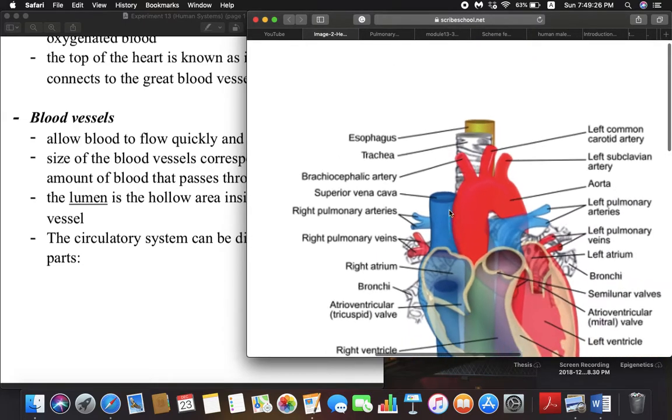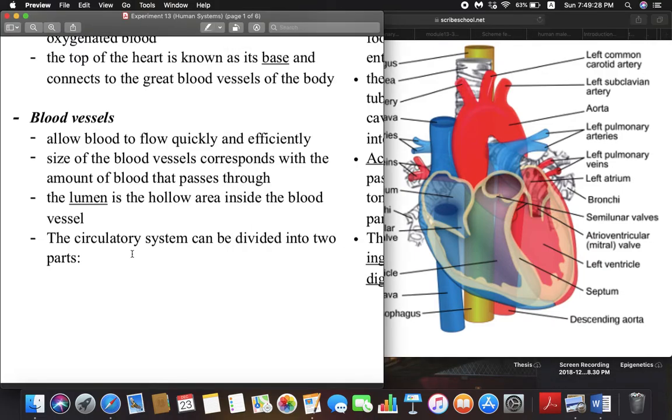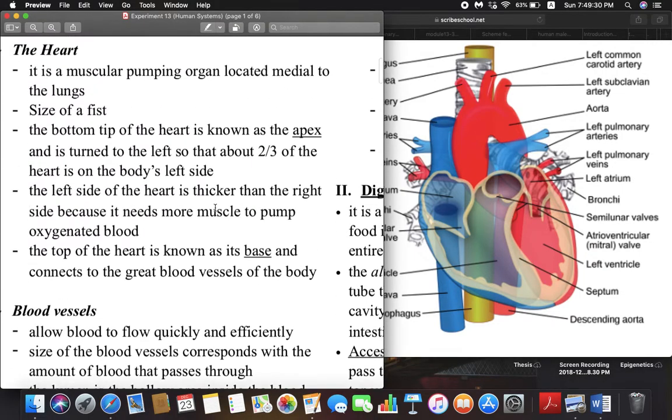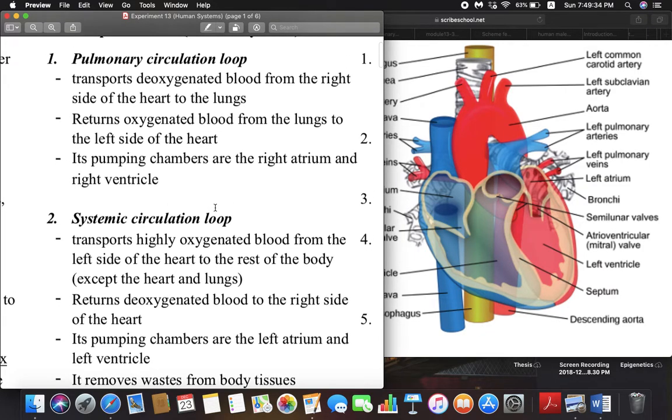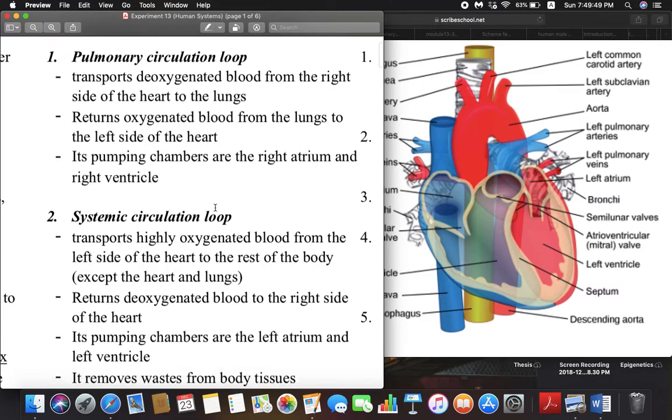The final thing we need to know about the circulatory system is that it can be divided into two parts: the pulmonary circulation loop and the systemic circulation loop. The pulmonary circulation loop transports deoxygenated blood from the right side of the heart to the lungs, and it returns oxygenated blood from the lungs to the left side of the heart. Its pumping chambers are the right atrium and the right ventricle.